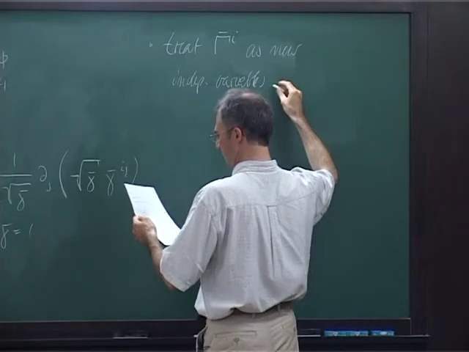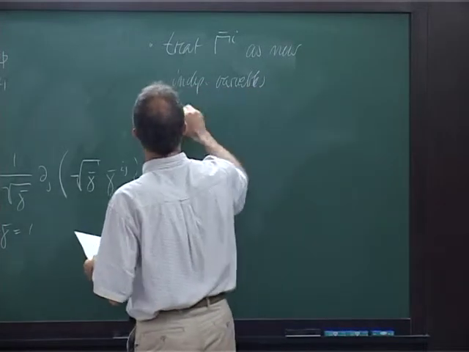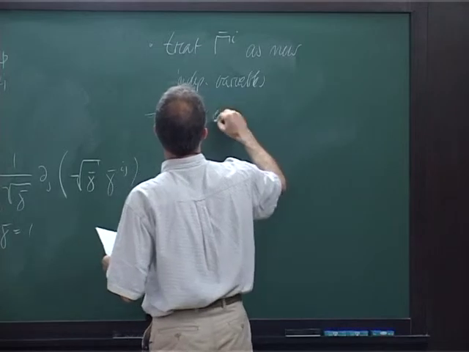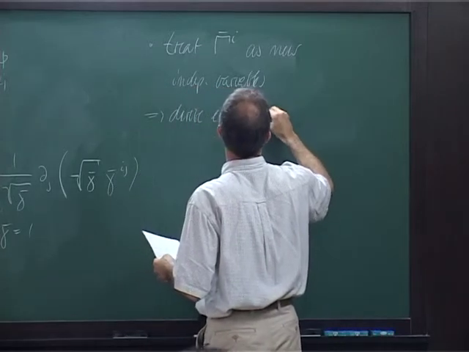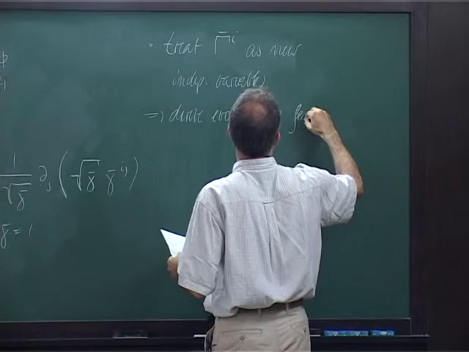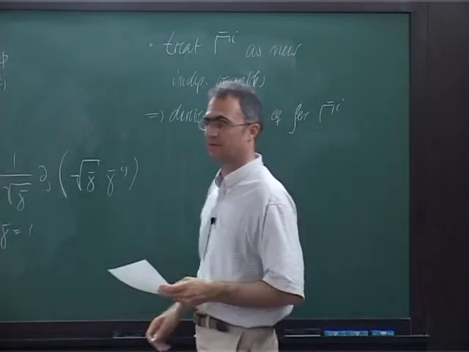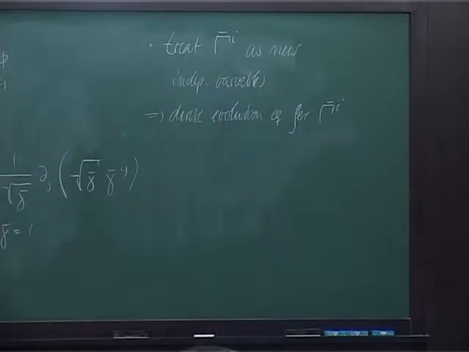That means that we need to derive an evolution equation for gamma for these variables, right? But we can do that in exactly the same fashion as Maxwell's equations.